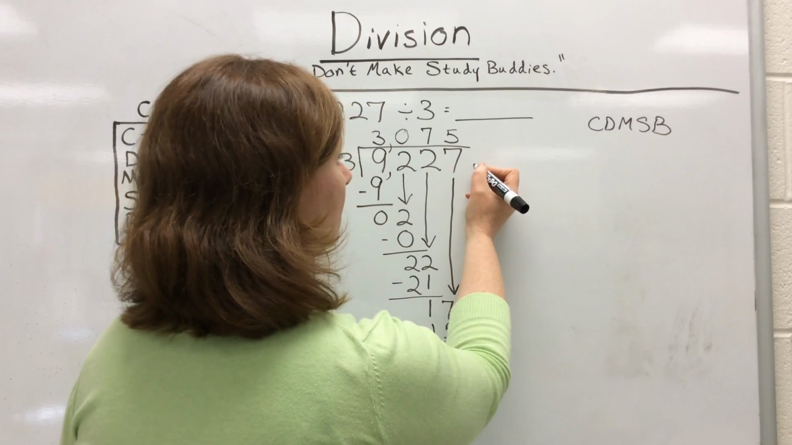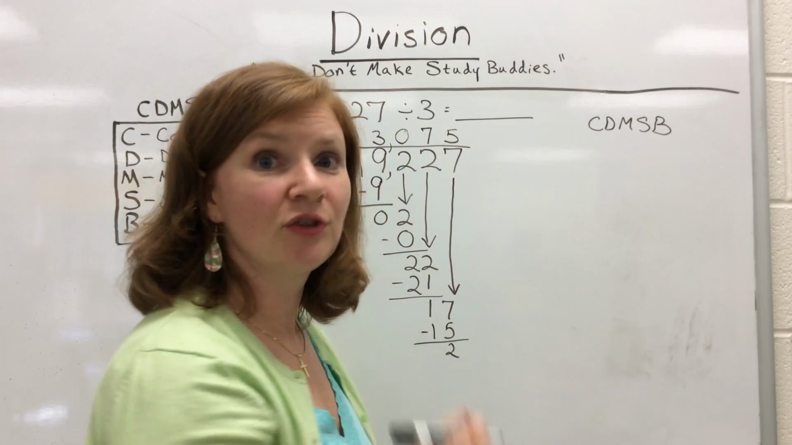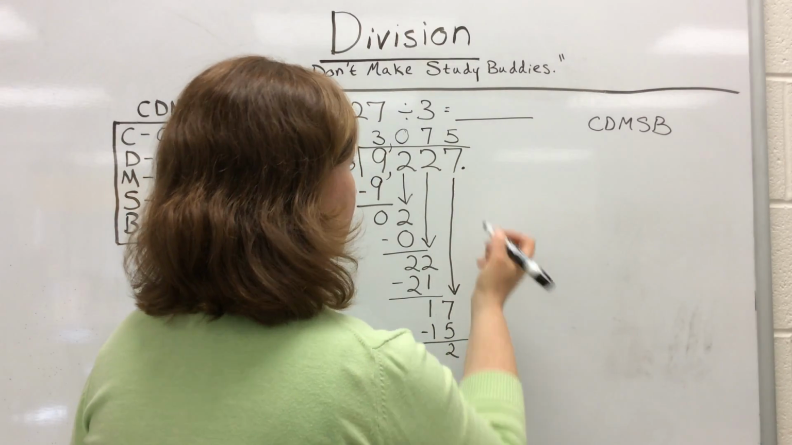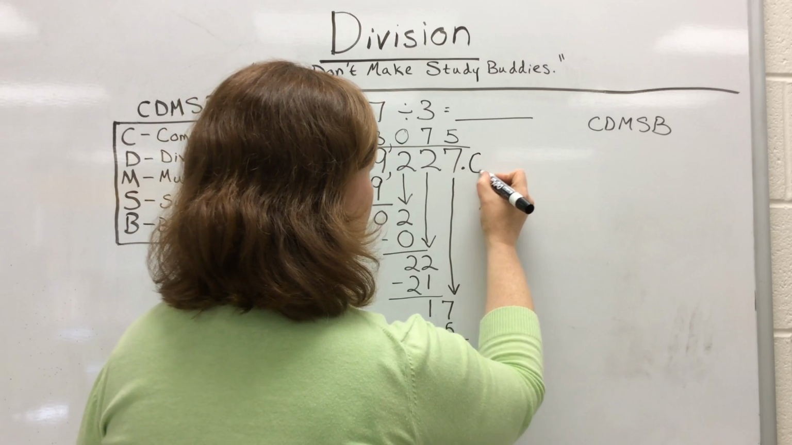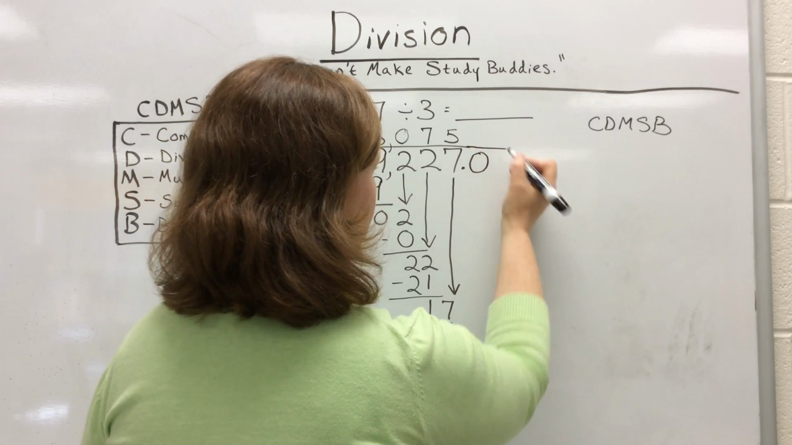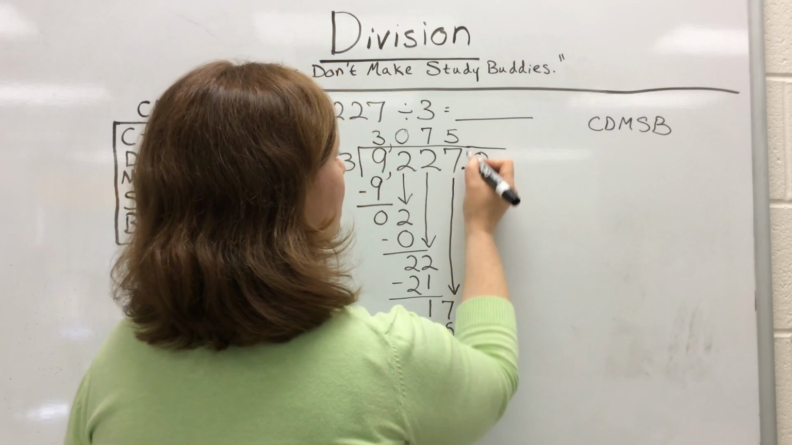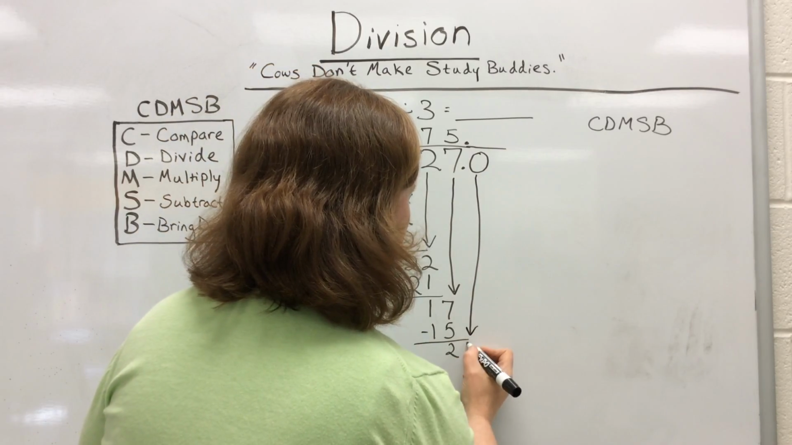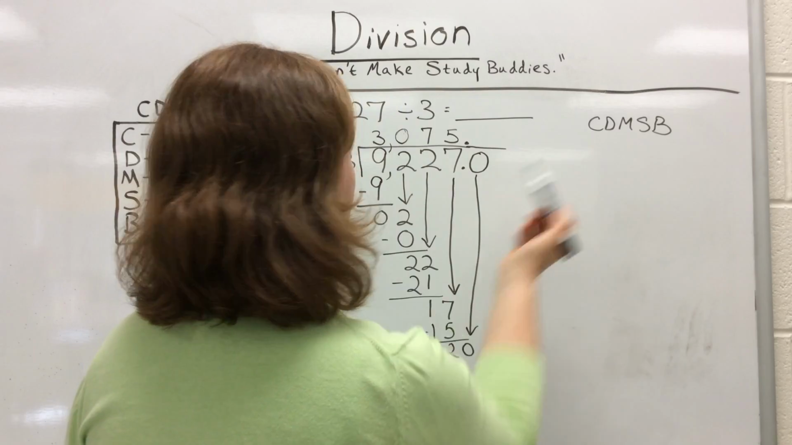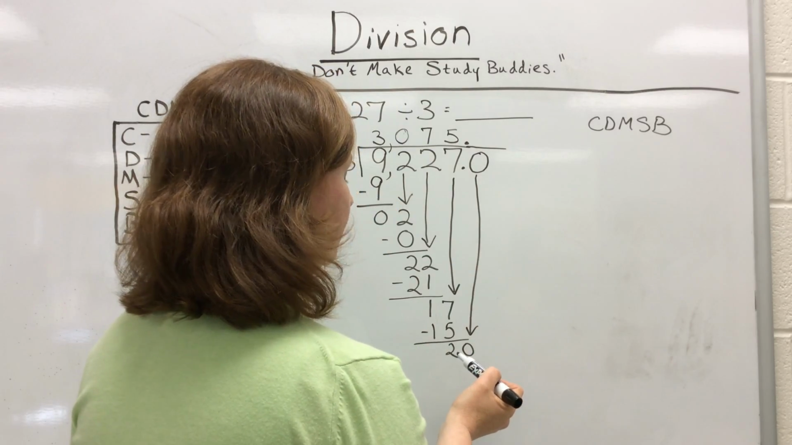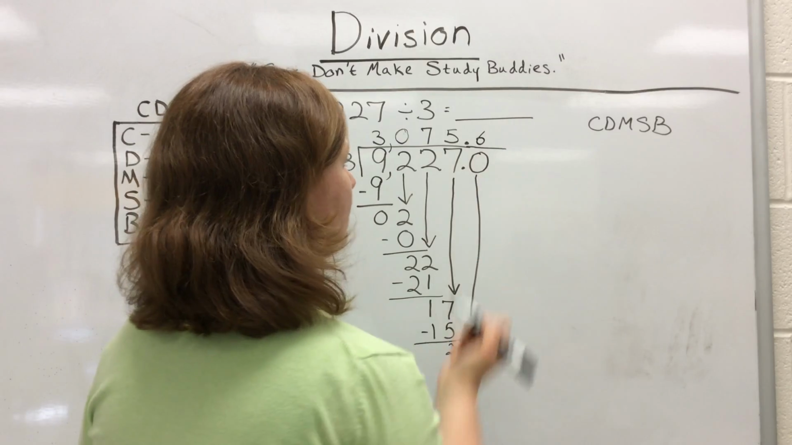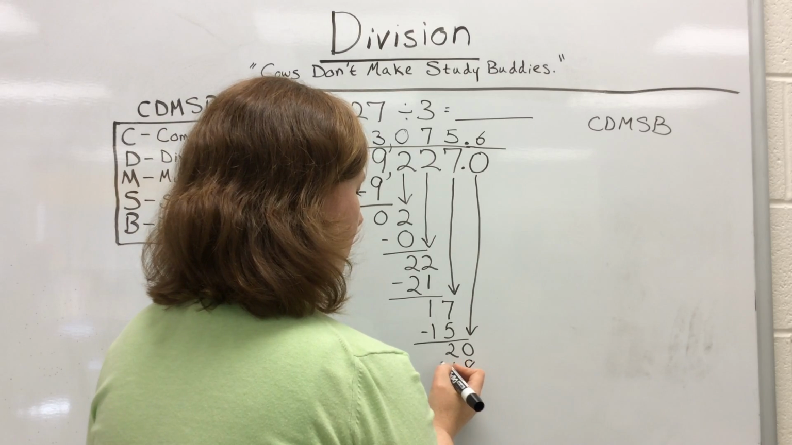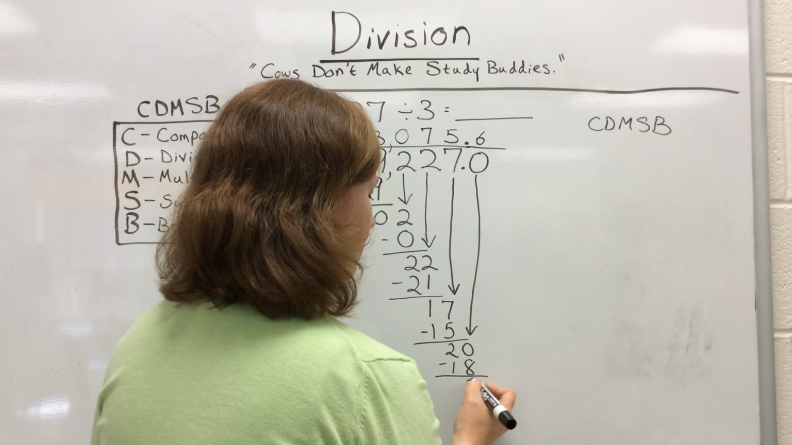Bring down. I have nothing left to bring down, but I don't have a 0 at the bottom, so I'm not finished yet. I'm going to bring this out into a decimal. So I'm going to put a 0.0 at the end of my dividend, and I need to bring that decimal up into my quotient. Now I have a 0 to bring down. And my new number is 20. Compare. 3 does fit into 20. Divide. 3 fits into 20 6 times without going over. Multiply. 6 times 3 is 18. Subtract. 20 minus 18 is 2.